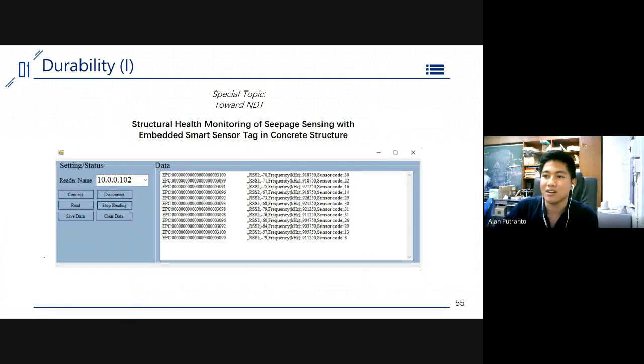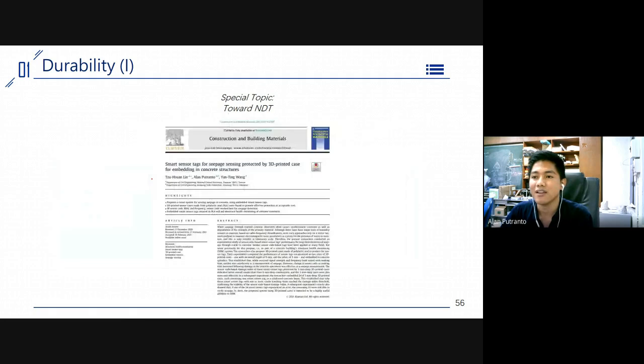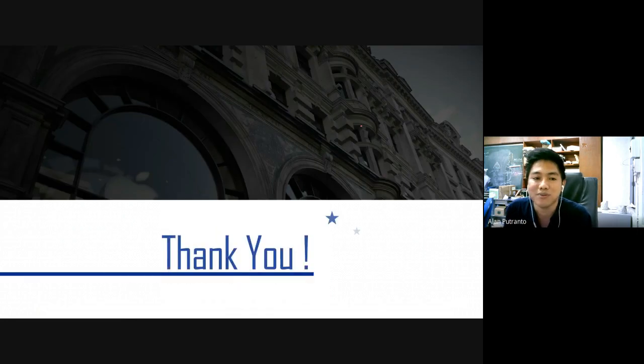And this is what we got in our reading experiments. We got the RSSI, the signal strength, and then we got the frequency, and then we got the sensor code. This one is for the moisture parameter. Okay, and this is our paper that was already published last semester, I think. Now for my research, I will do the same thing with a different condition of my concrete. But actually, right now I'm still studying what kind of differences there are between the previous research and the upcoming research. I think that's all. Thank you so much. Sorry for the time.